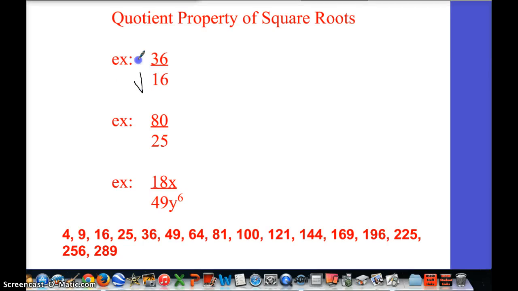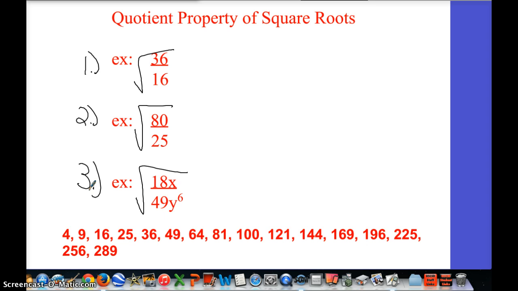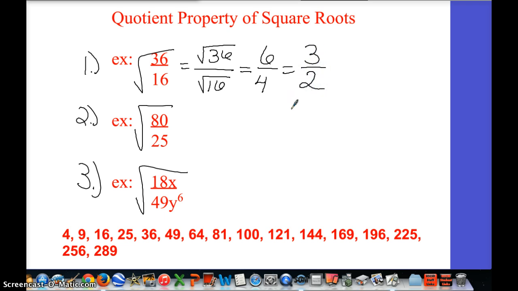Now we're going to put a couple more things together. Now we have a quotient property of square roots. So what you do with the quotient property is you can just simply divide up. We'll just start with number 1 again. With our quotient property, you could take your square root and put it in the numerator and put it in the denominator. When you do that, the square root of 36 we know is 6. The square root of 16 is 4. And when you simplify, you can divide them both by 2, and you get 3 halves for your final answer.